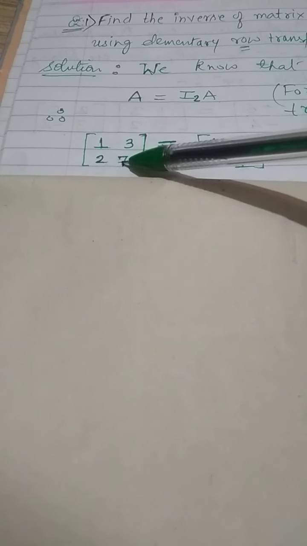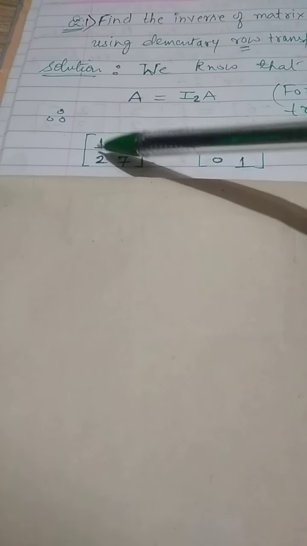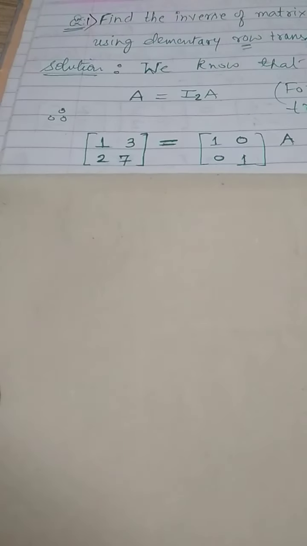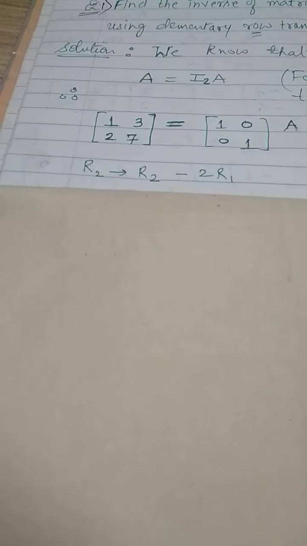The element 2 should be converted to 0. That can be obtained by applying the operation R2 changes to R2 minus 2 times R1, so that this becomes 0. So with the help of this element, we are making this element 0 using row operation. That is what we have done: R2 changes to R2 minus 2 times R1.